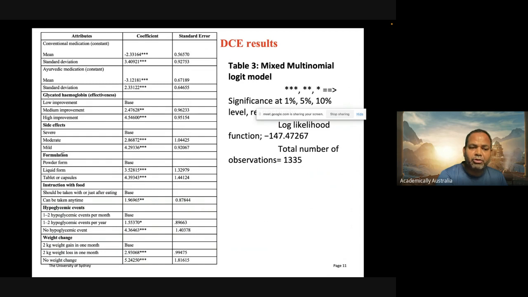The cost is not significant in Australia, obviously, because the medications are free. Everything is free because it is paid by the government. It's a high income country, so people don't care about the money. They just want to take the best treatment or best medication. So these six parameters are very important from a patient perspective.